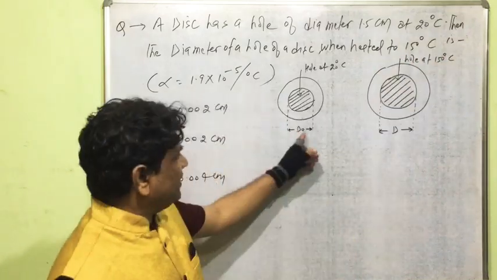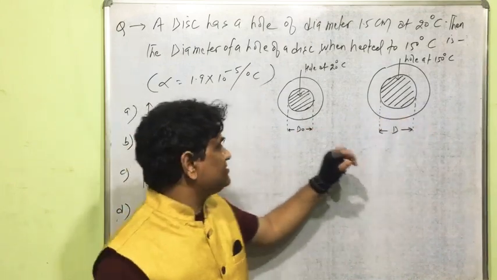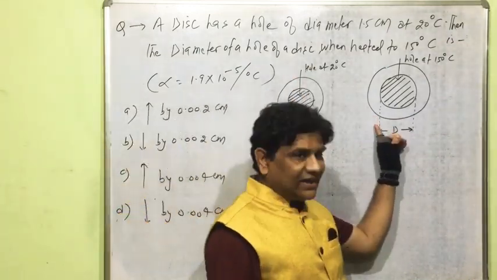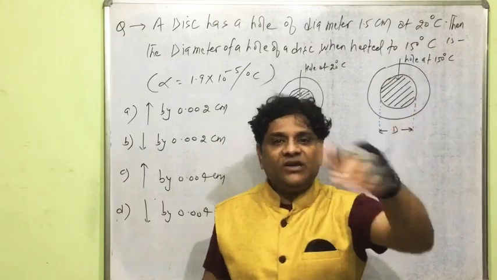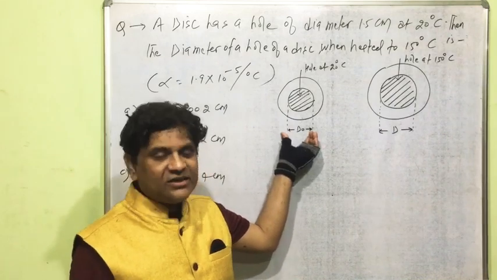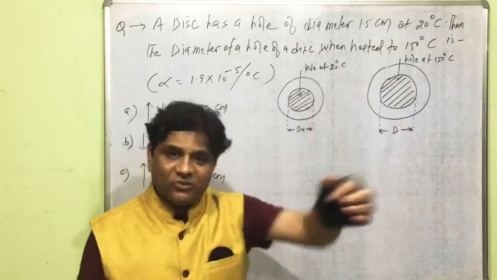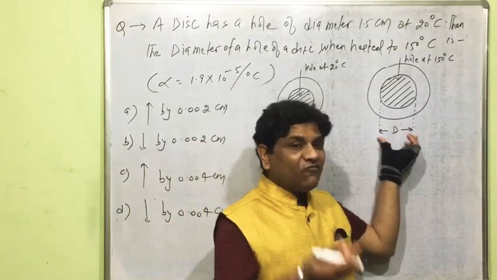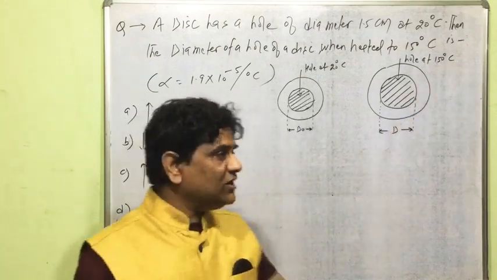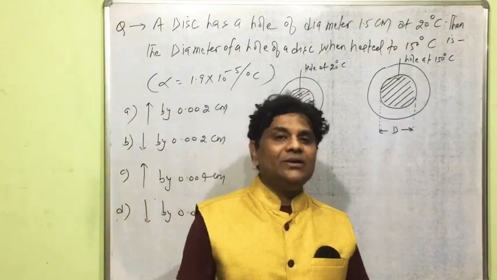Okay, we have taken two diagrams from the board here now. Both are the diagram of a disc. This is a diagram of a disc at a temperature 20 degrees Celsius, and this is the diagram of a disc at temperature 150 degree Celsius. This is the initial diameter of a hole of a disc at 20 degrees Celsius, and this is the final diameter of a hole of a disc at 150 degree Celsius.